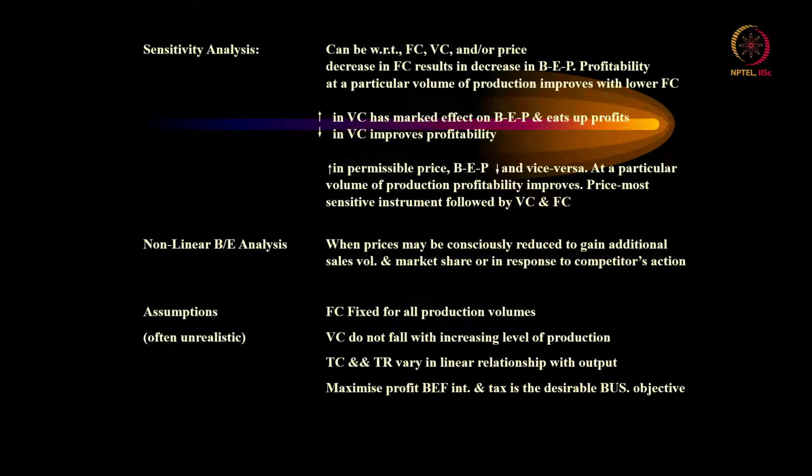Suppose you are not looking at a linear break-even analysis, the points that we mentioned till now are applicable to the linear break-even analysis, the equations which we discussed and all that. Suppose it is non-linear, it may happen sometimes. When does it happen? When prices may be consciously reduced to gain additional sales volume and market share, or in response to competitors' action. So, this is where the rules of break-even analysis may not hold good. Okay. So, this we will discuss in a few minutes from now with respect to these doom loops.